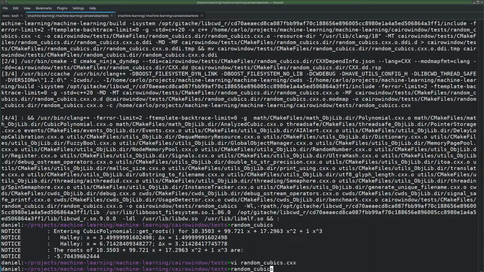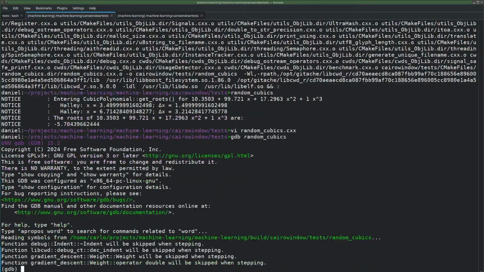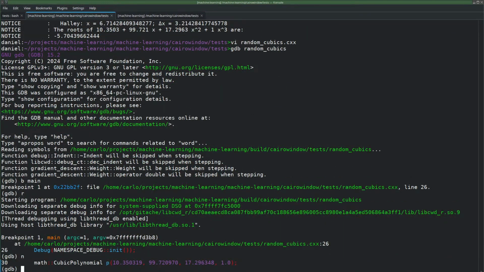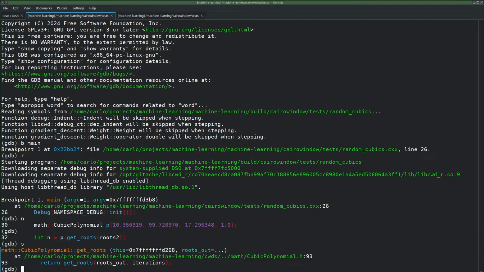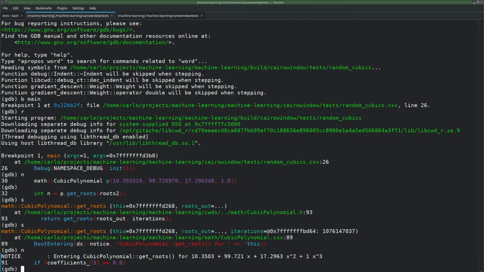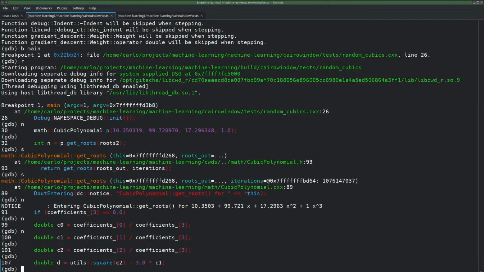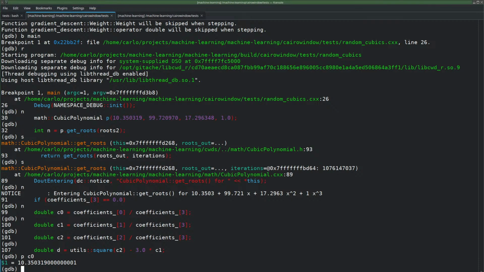Okay, let's GDB. Step into this: break main, run. Math cubic polynomial get roots, step. Yeah, without iteration, so with iterations. Notice train cubic polynomial get roots for that thing. That looks correct. If that is 0, no, it is not. C0. Okay, that's okay. So everything is divided by 1. That shouldn't do much. It's got the same values.